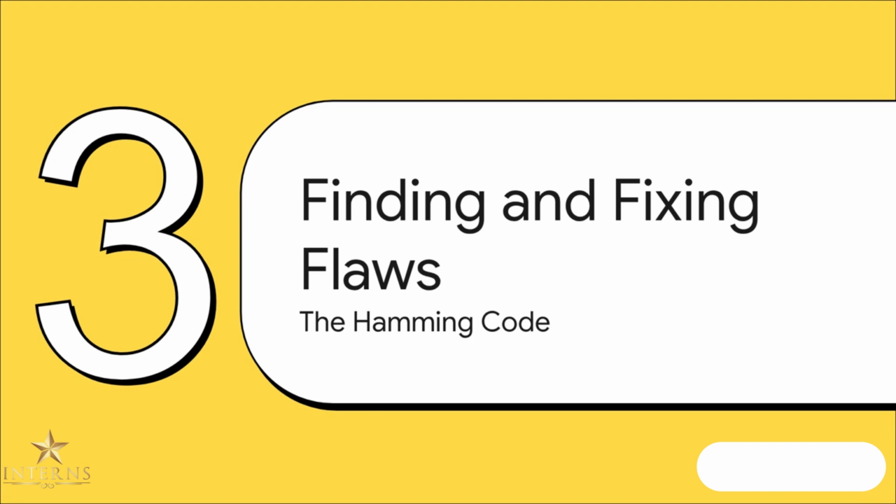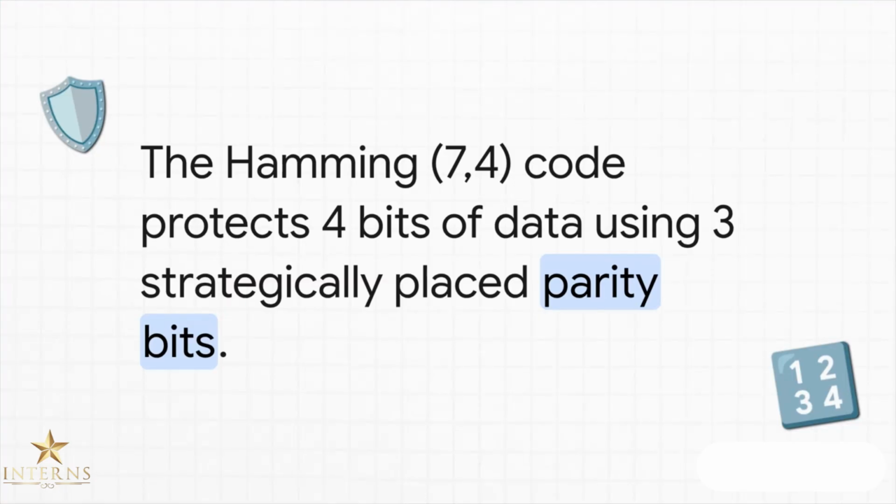For that, we've got to level up. We need a much more powerful technique, and that's where the Hamming code comes in. The Hamming 7,4 code is an absolute classic, and for a good reason. It's so efficient. It takes just 4 bits of your actual data, and it protects them by adding only 3 extra parity bits. And with just those 3 extra bits, it can not only tell that an error happened, it can figure out the exact location of the bad bit.